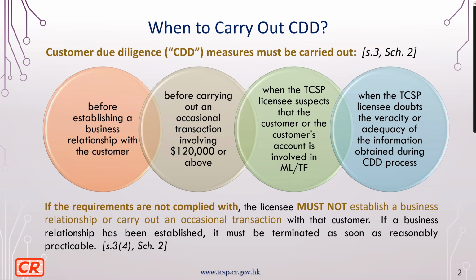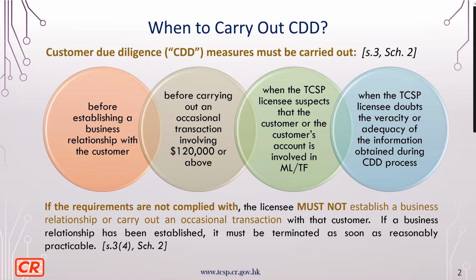So, when should customer due diligence, CDD, be carried out? TCSP licensees, when they carry out a transaction concerning a trust or company service for clients by way of business, are required to carry out CDD measures under the AMLO. As shown on the slide, pursuant to Section 3 of Schedule 2 to the AMLO, TCSP licensees must apply CDD, number 1, before establishing a business relationship with a customer. That is, for example, before they act as a company secretary for a new customer.